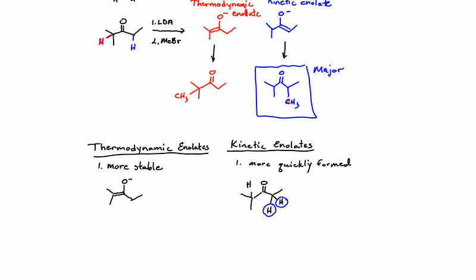With the case of the thermodynamic enolate, the conditions that are going to favor its formation will be those that allow for the establishment of equilibrium, where the more stable of the two isomers is going to be predominating.